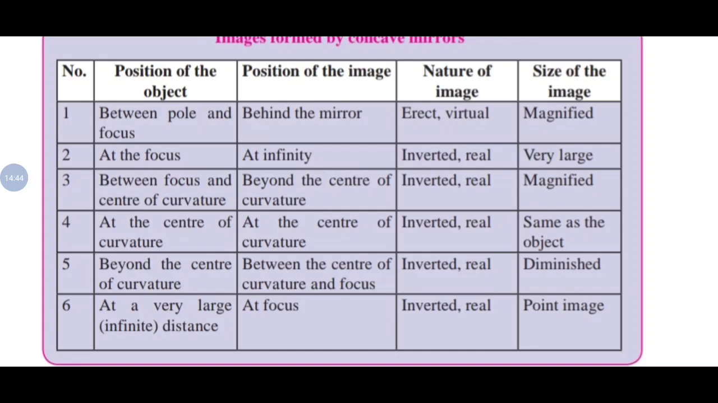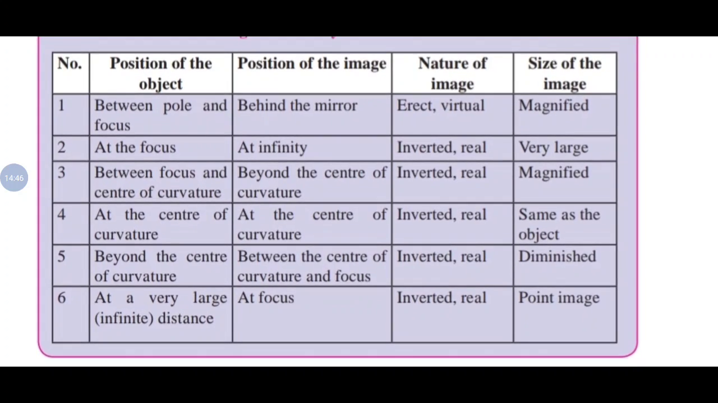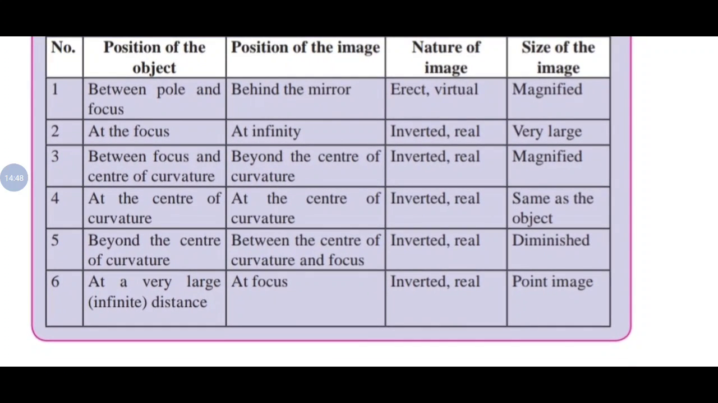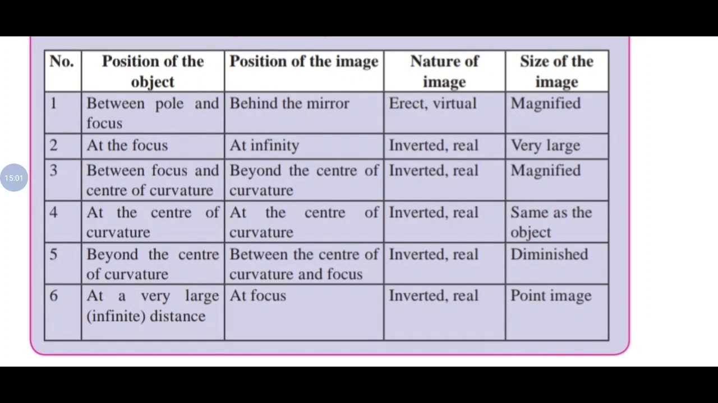And one more ray diagram was given on the previous page. Which one? The object placed between focus and center of curvature. That is the third one. So the position of the image is obtained beyond the center of curvature, is it correct? Nature of the image is inverted and real. See that third point. And size of the image is enlarged or magnified. Magnified means enlarged. Are you all getting it?